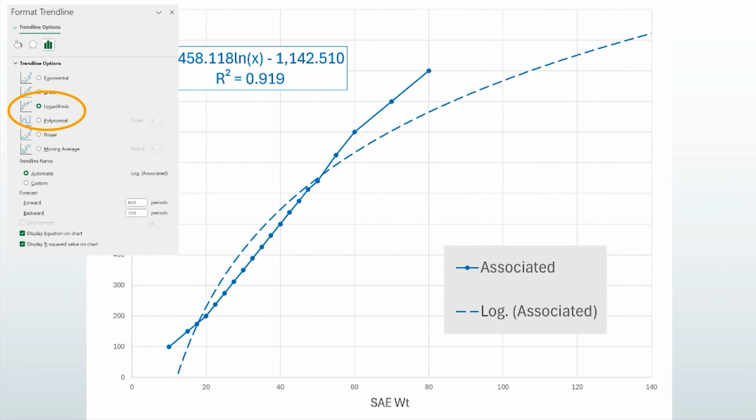Remember when we were talking about the decibel scale? This is what a logarithmic trend line would look like. And we can see that it's not a fit either. I wasn't expecting it to be a fit, just showing you another possible type of trend line. Notice how the R-squared value has gotten even worse, 0.919.